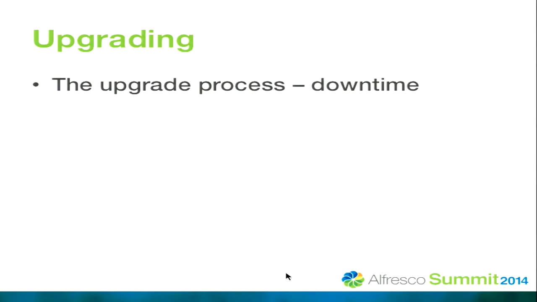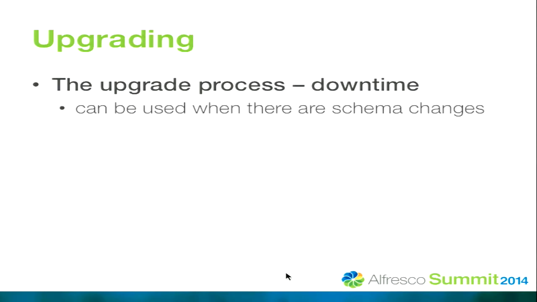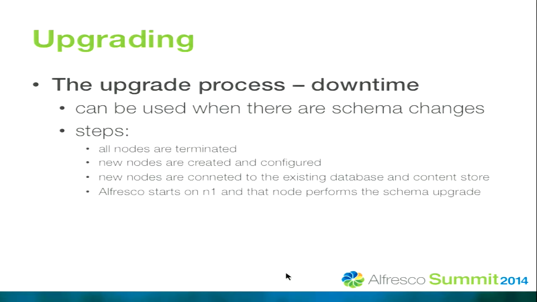And then we have a downtime upgrade, which is where there are schema changes, where it's not safe to run two different versions of Alfresco at the same time. So for this, we put the system into maintenance mode, so we can display a maintenance page to the users. We then terminate all the nodes. We make sure all the data is kept, so S3 and RDS are maintained, and all the security groups and everything are maintained. And then we bring up a new set of machines with a new Alfresco version. That normally takes about 15 minutes to do.